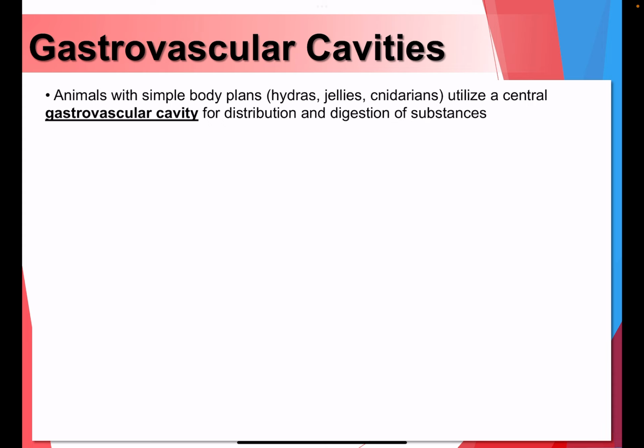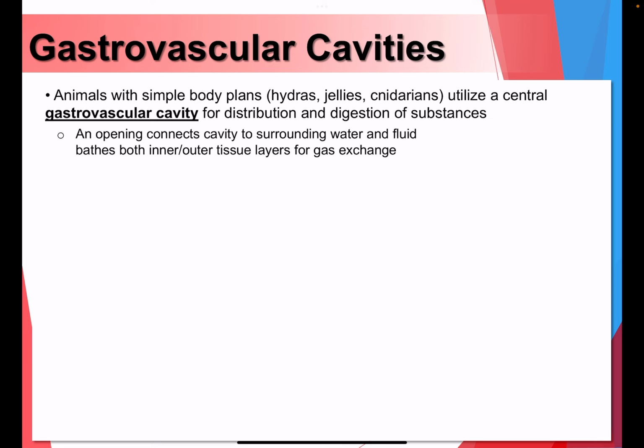All right, so let's talk about the simple body plan organisms first. For these animals, they have the gastrovascular cavity. We talked about that in the previous chapter when we were going over the cnidarians in the invertebrates. Animals with simple body plans, such as hydras, jellyfishes, cnidarians, usually utilize some sort of central hollow space that we call the gastrovascular cavity, and they distribute the chemicals, nutrients, and gases they need, and also digest their food, within that cavity space.